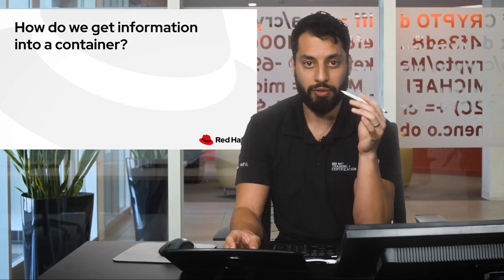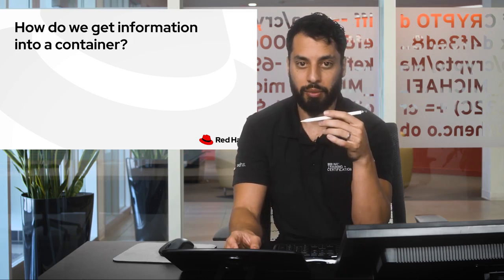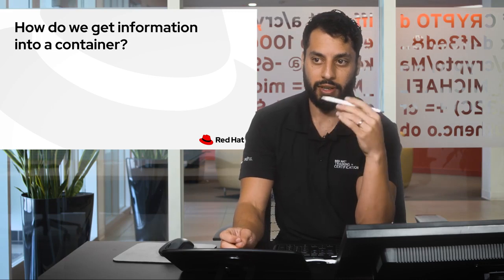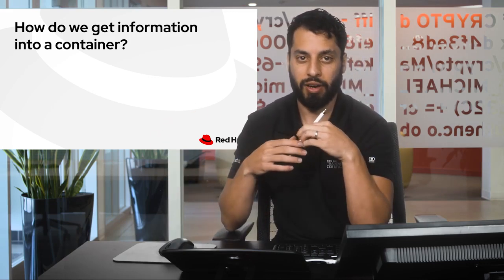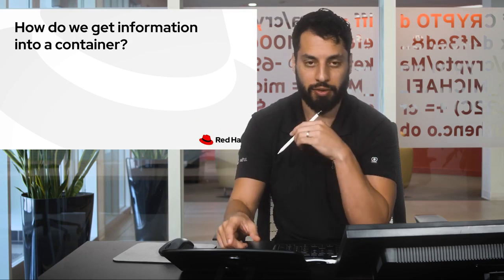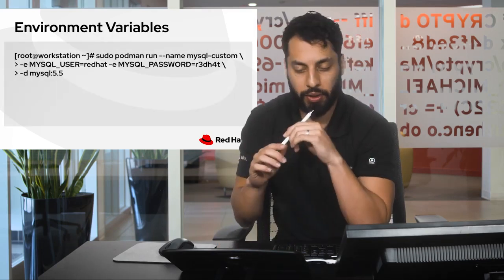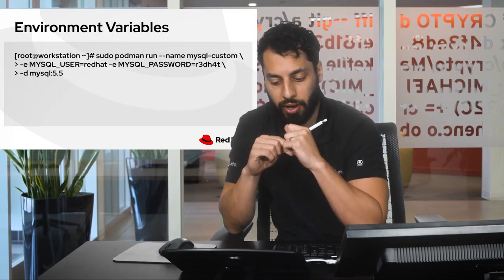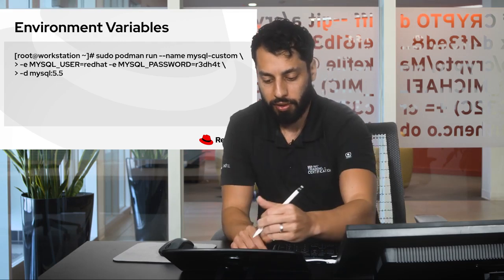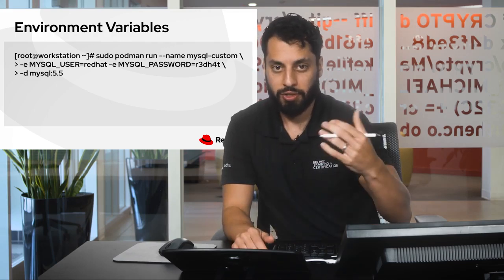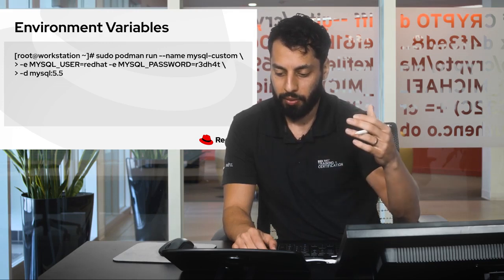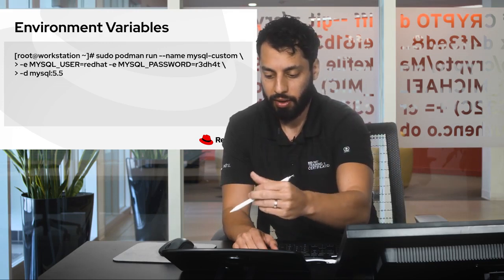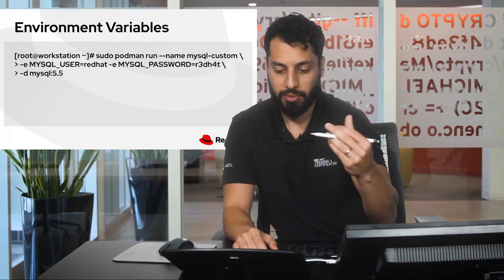So how do we get some information inside of our container? We like to think of images and containers as immutable, but we need to be able to transfer our own information. How do we configure our MySQL server, for example? One way to do that is by using environment variables. This looks very similar to the example we just looked at. We're running podman run. We're taking the name and passing in the name of the container that we want to use, in this case mysql-custom.